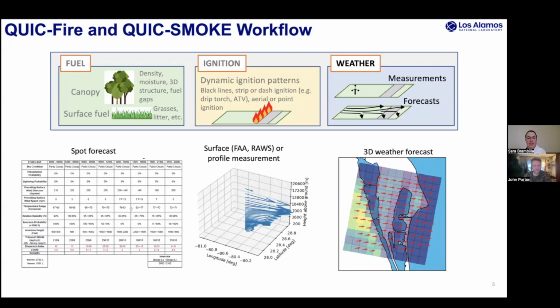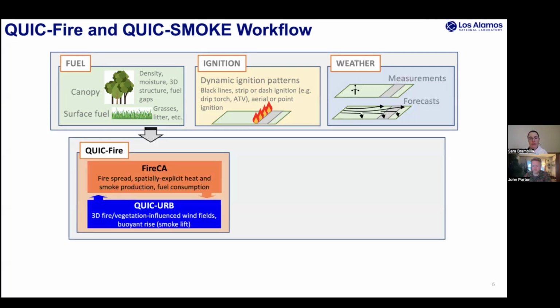Weather-wise, we can ingest several types of inputs from spot forecasts, which are usually produced the day of the burn by someone from the local weather office with knowledge of the terrain where you're doing the burn. So this would be an adjustment to what you can find online, specific to your area of interest. We can also ingest things like the FAA or RAS profile measurements or surface measurements. We can get 3D forecasts. Depending on the area you're covering with your simulation, you may need one or another product.